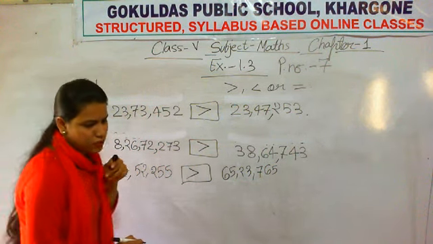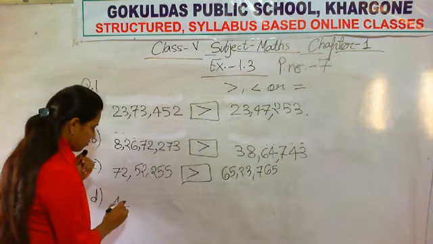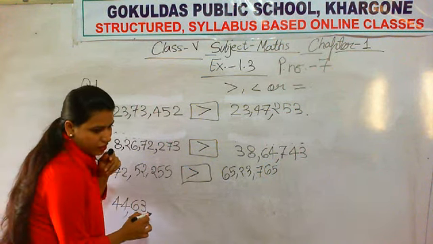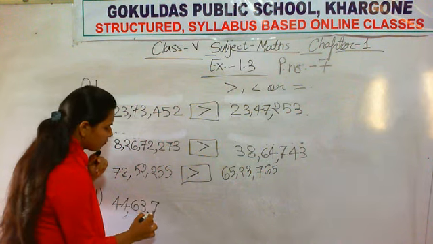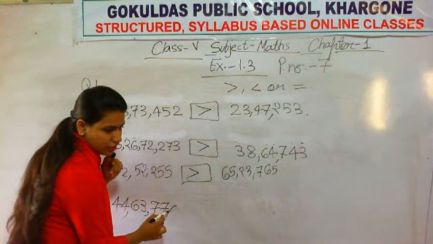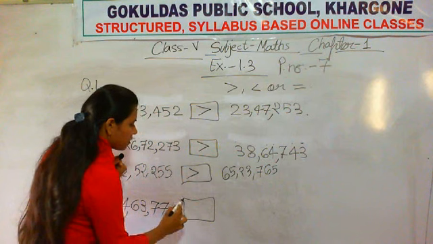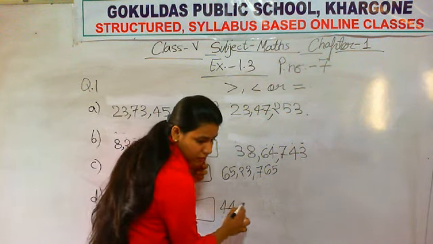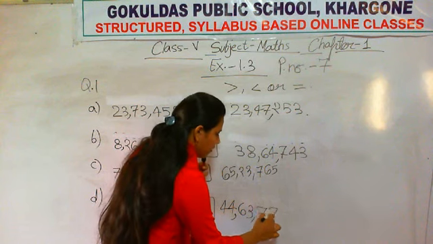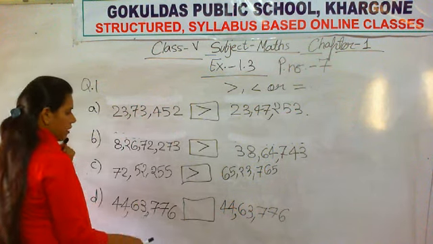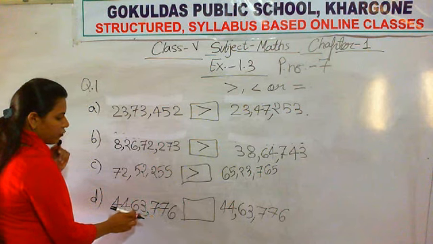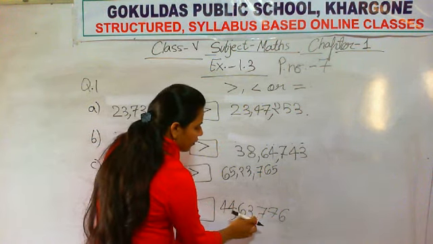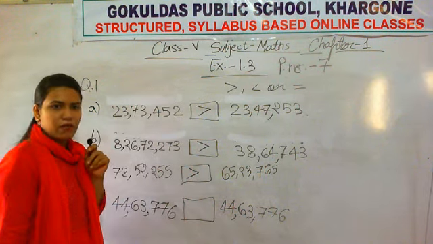Now let's do the next question, which has the number 44,63,776 and another number 44,63,776. Now start comparing the digits: 1, 2, 3, 4, 5, 6, 7 in this number, and 1, 2, 3, 4, 5, 6, 7 in this number. Both the numbers have 7 digits.